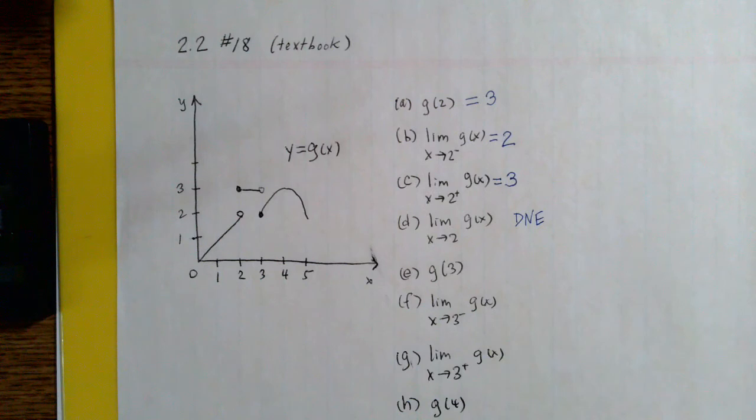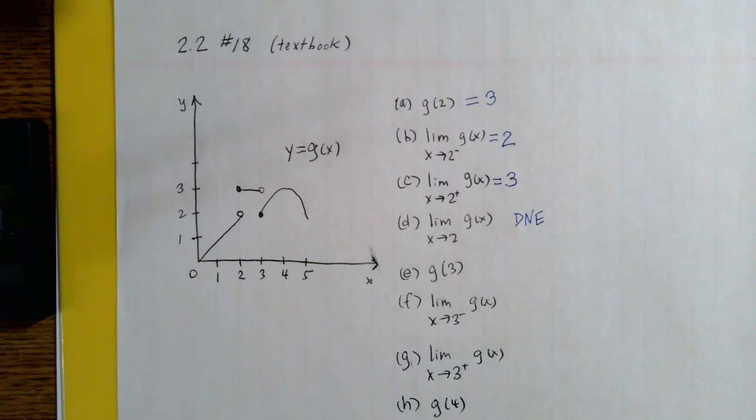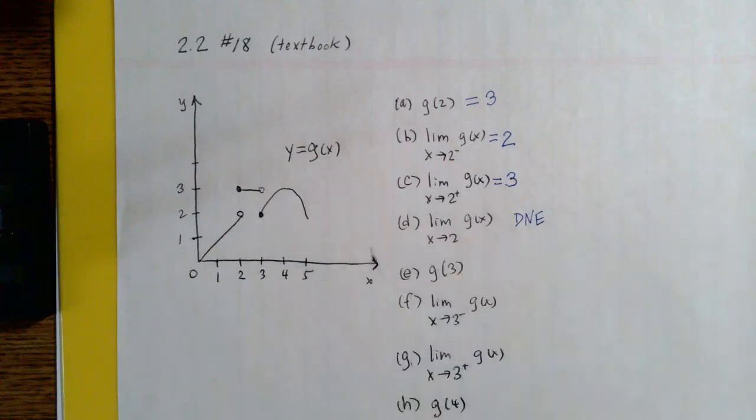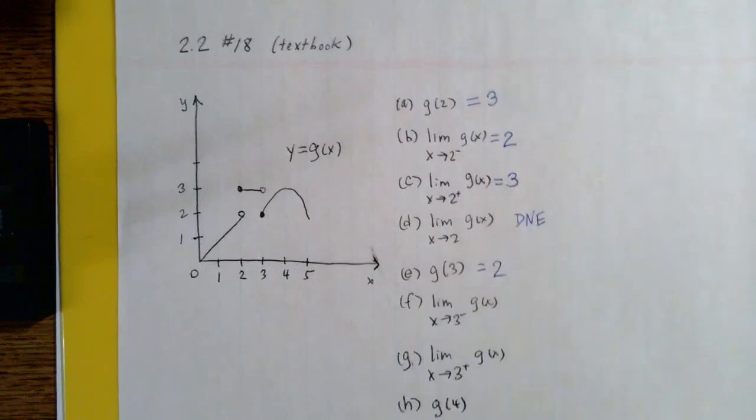Let's move on to g of 3. Again, think about what we said up here for part A. If we want g of 3, we're looking for the height of the graph when x is 3. And if we look at the graph here, the height is 2 when x is 3. So the answer to that is 2.